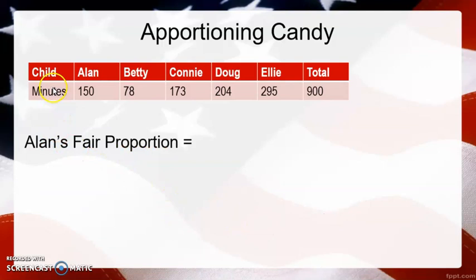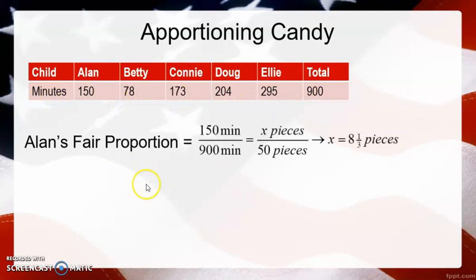So we have a chart that tells us each of the children's names as well as the number of minutes that they spent. So the first thing that we're going to do is say, okay, how many total minutes did all of the kids spend? Well, they spent a total of 900 minutes. So they are going to be entitled to a proportionate share of the candy based on the proportion, or the ratio, of minutes that they practiced to the total minutes.